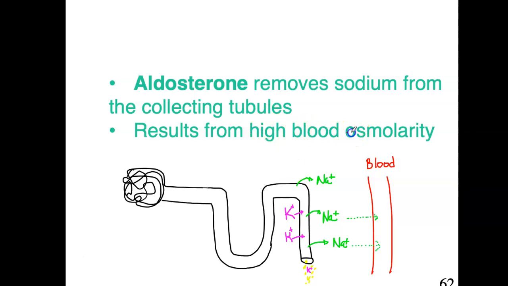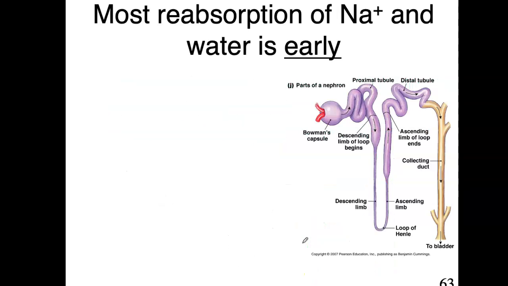This is an error, you guys. Aldosterone is released in response to low blood pressure, not high blood osmolarity. That was ADH. So low blood pressure. So the idea is that by just messing with the salt, I can make this region more salty and the filtrate less salty. Okay. Hang on to that.